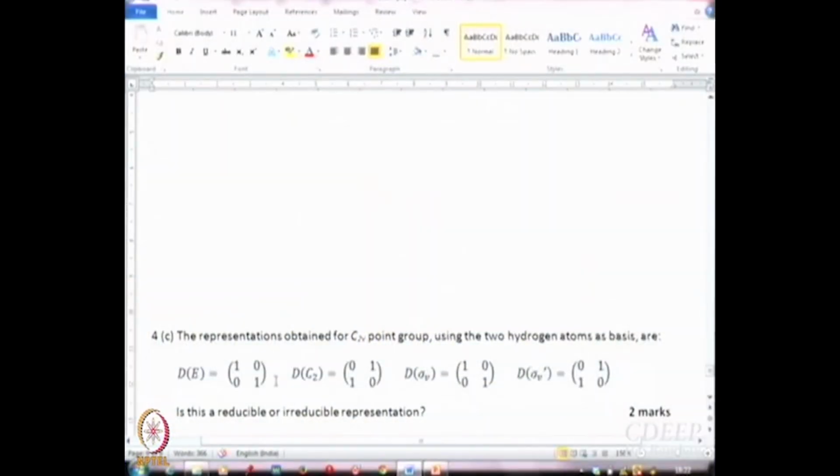Tell me for this representation. What is chi R for E for this representation? 2? 1 plus 1, 2. I am just writing this down, I will show you in a minute. What is chi R for C2? 0. What is chi R for sigma V? 0 or 2? Don't get carried away. Add and give me the answer. 2. What is chi R for sigma V dash? 0.